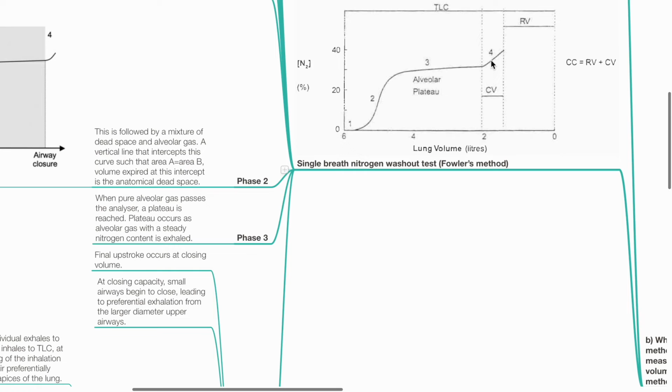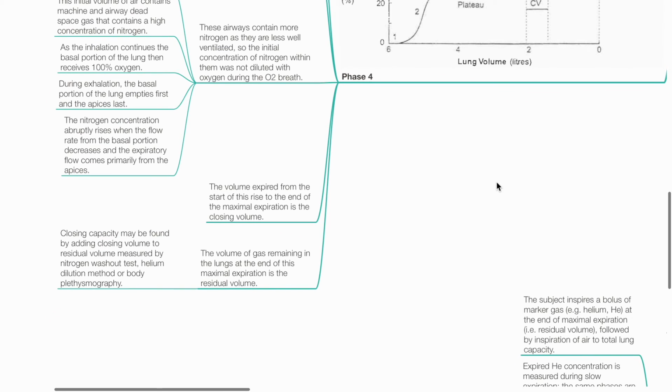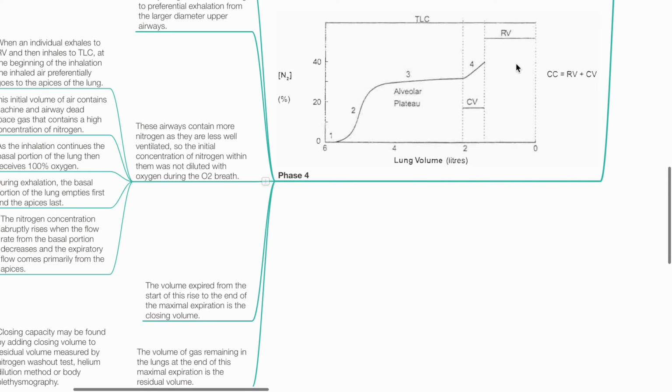At closing capacity, small airways begin to close, leading to preferential exhalation from the larger diameter upper airways. These airways contain more nitrogen as they are less well ventilated, so the initial concentration of nitrogen within them was not diluted with oxygen during the first breath of 100% oxygen. The volume expired from the start of this rise to the end of the maximal expiration is the closing volume. The volume of gas remaining in the lungs at the end of this maximal expiration is the residual volume.